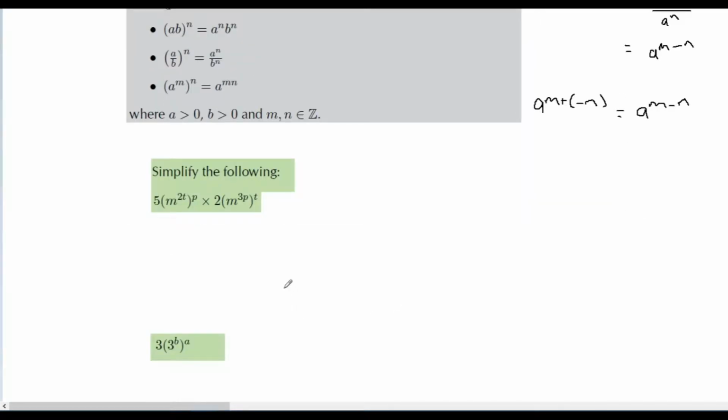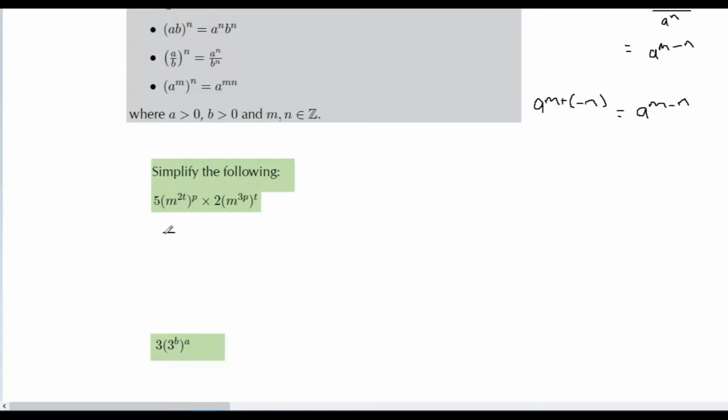Cool. So simplify the following. We have 5 into (m^2 n)^p times 2. It's a long one, eh? And there's a lot of unknowns, but we're just going to simplify it. So we're just going to follow our rules. We're going to do our brackets first with our exponent, so we're going to use this rule over here.